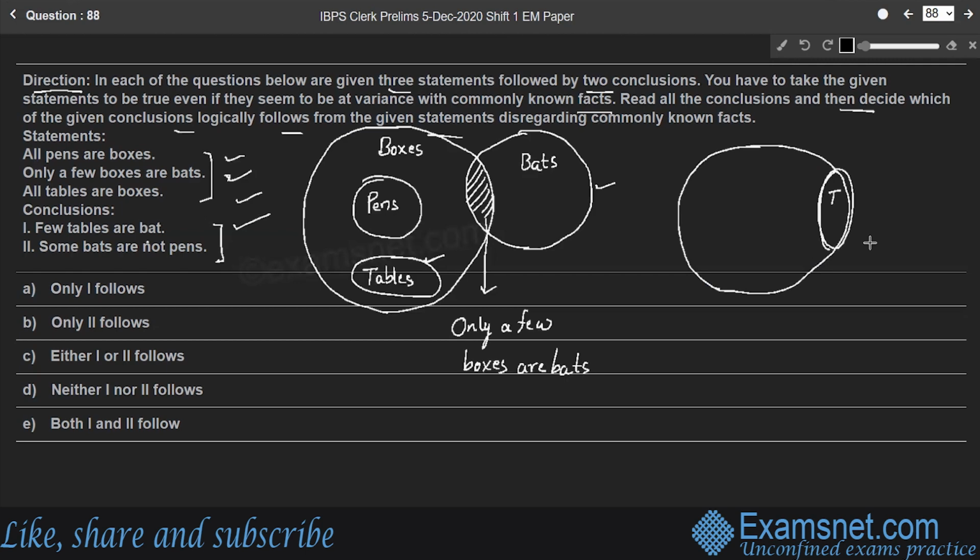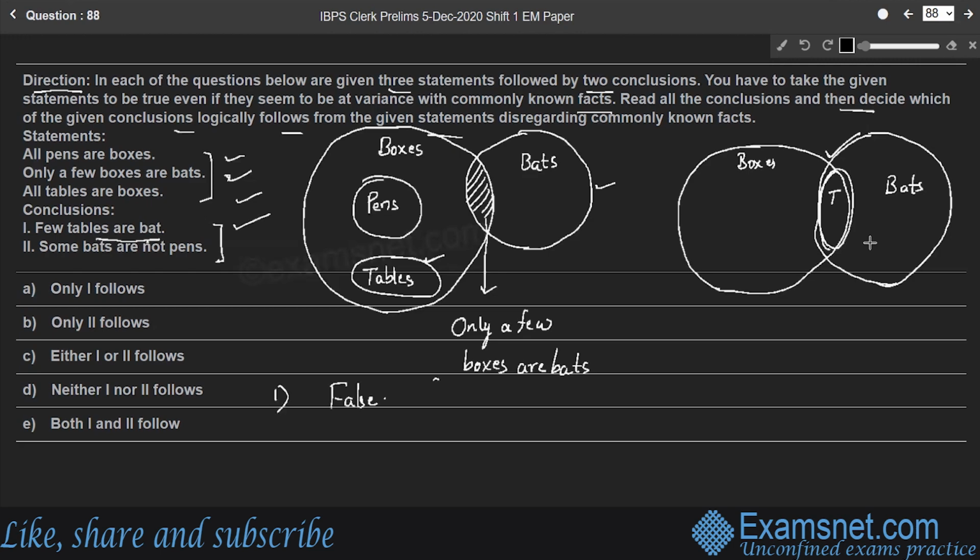The set of tables is included in the common portion of both boxes and bats. Here is the set of tables. Then few tables are bats. Then only a few tables are bats. Otherwise, few tables are not bats. Right? Therefore, the first conclusion is false.